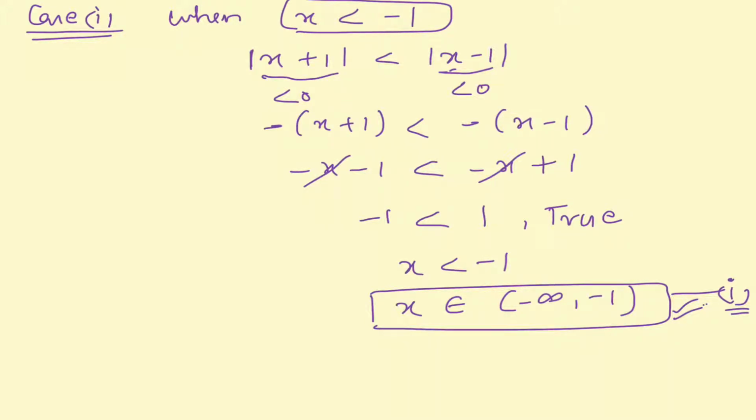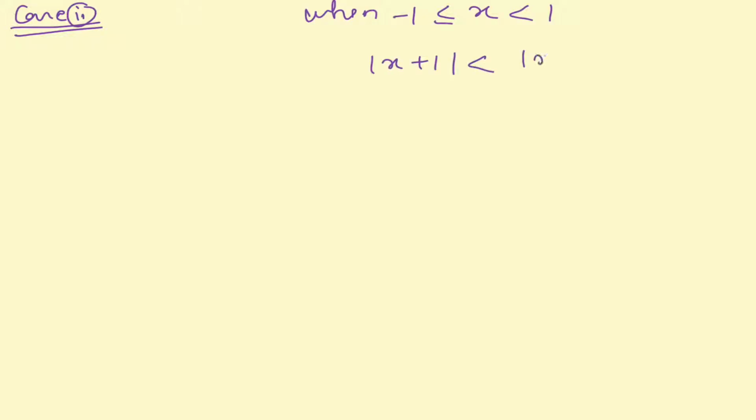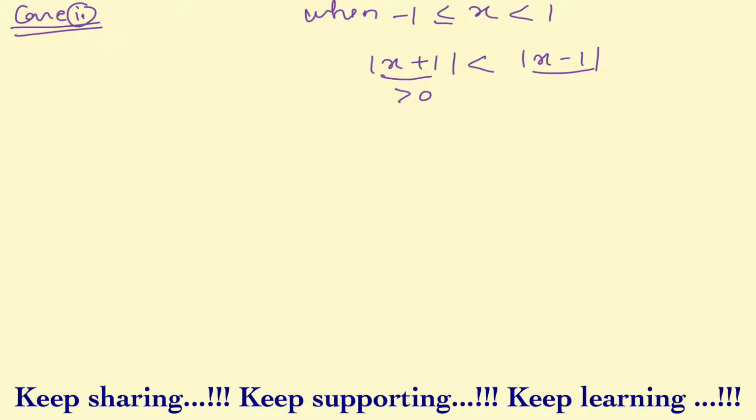Now case second. What is case second? Case second is nothing but when x is greater than or equal to minus 1 and less than 1, then what will be the nature of this? See, when x is between minus 1 and 1, so something like minus 0.99, this thing will be positive, and this thing will be negative. So this is positive, so it will open with a positive sign, and this is less than 0, it will open with a negative sign.